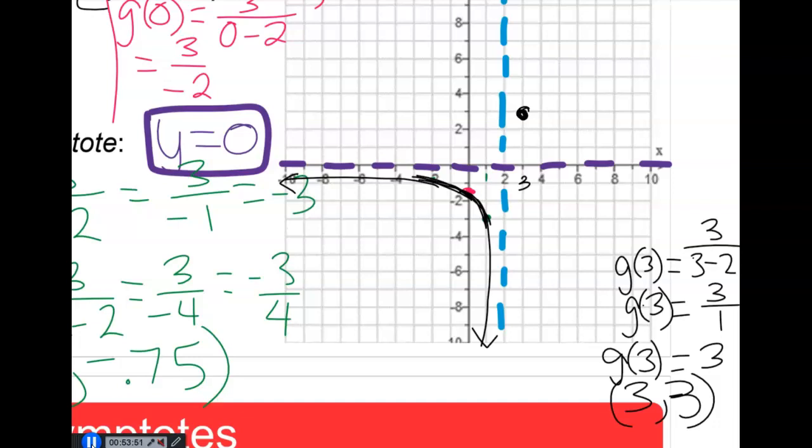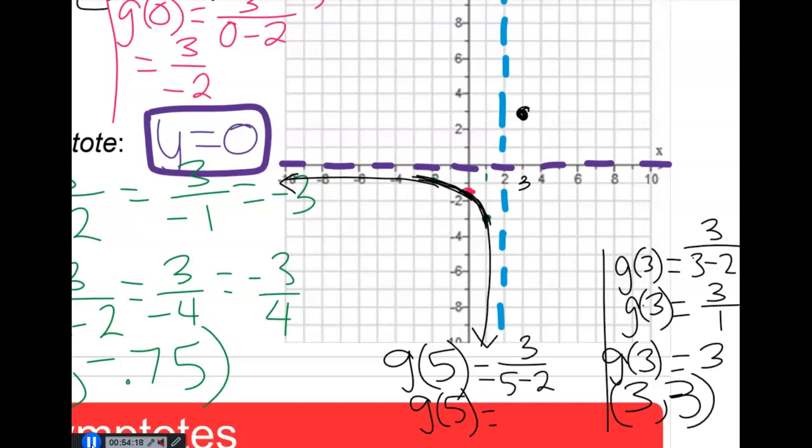So here we go. And let's find g of 5. Let's find that one. So g of 5 will be 3 over 5 minus 2. So g of 5 will be 3 over 3, which is 1. So we will plot the point 5 comma 1, and that will be here.